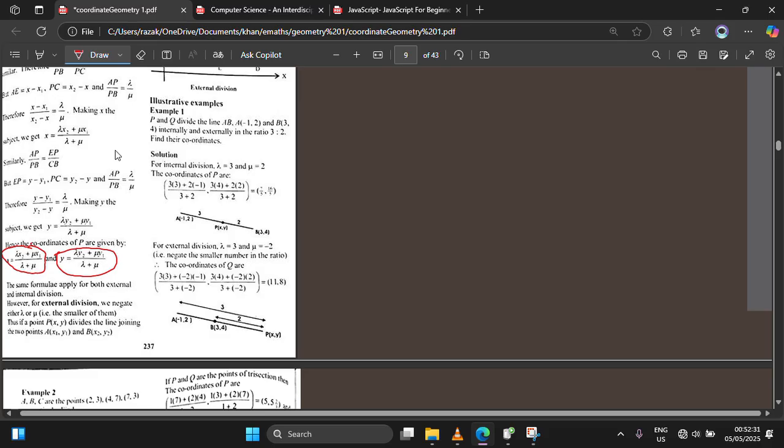The same formula applies to both external and internal, right? So we have two types of division. We have external and then we have internal. What's the difference? If I have a line and I divide it like this with a point P, then this point is dividing this line internally.